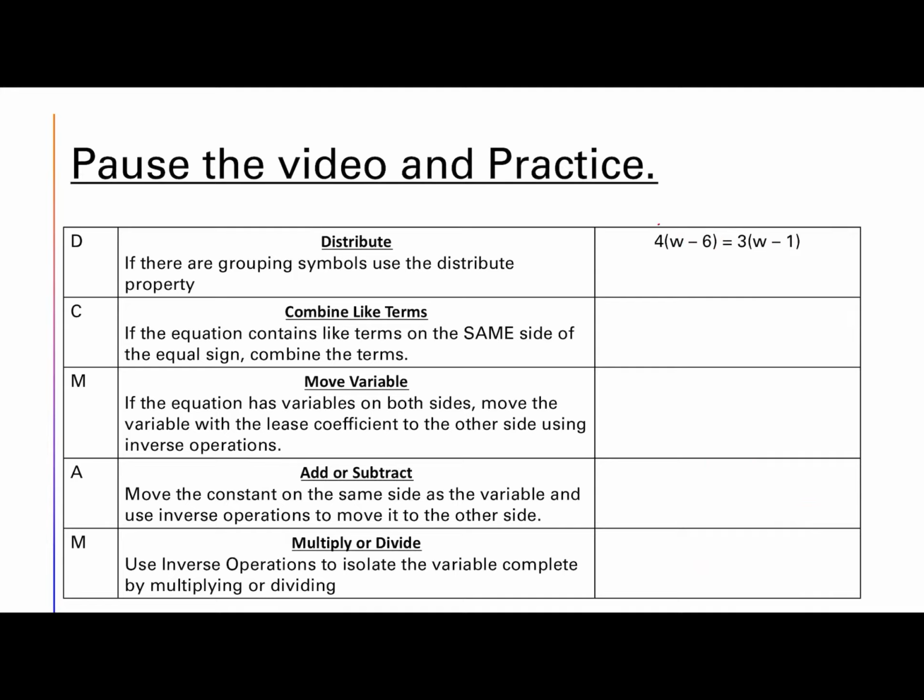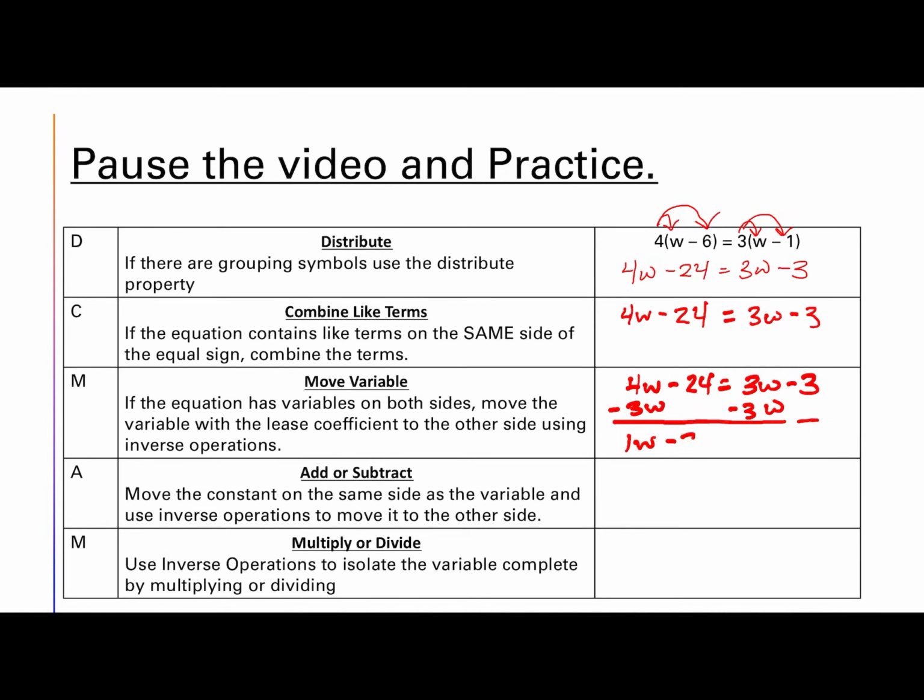So again, we're going to distribute first. So I've got 4w minus 24. Again, distribute on the other side: 3w minus 3. And then we're going to combine like terms, but there is nothing to combine. We have one constant and one coefficient on both sides. So the next step is to move the variable, smallest variable, so that's 3w, so I'm going to subtract it.